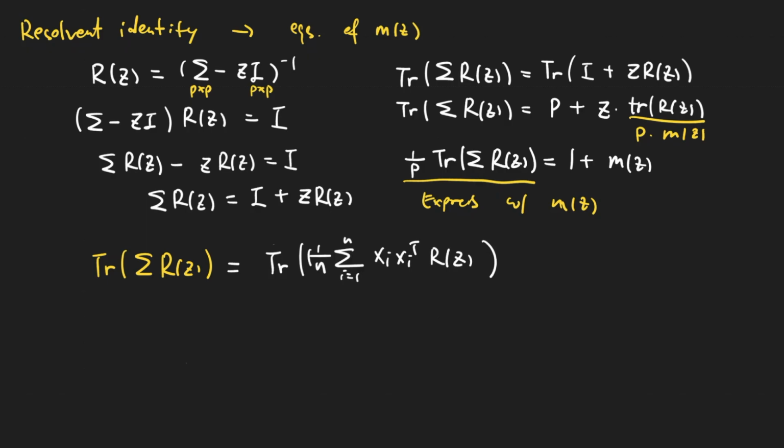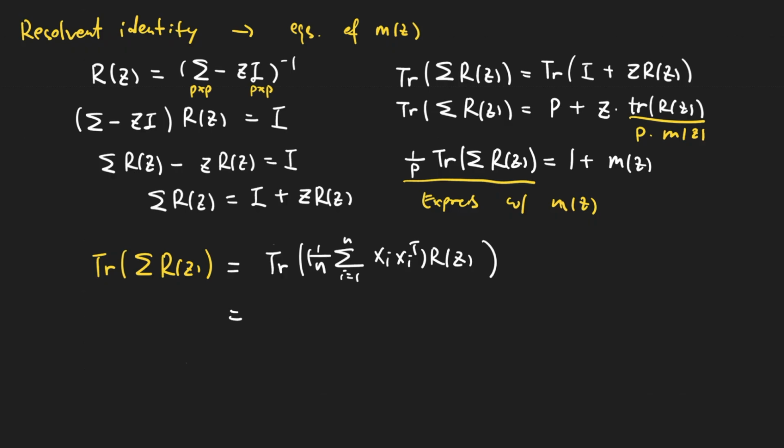So we have a covariance matrix times R, right? This is another way to write the covariance matrix, where the xi are data points. So we take the outer product of each data point and then take the average, right? So that gives us a covariance matrix. Then we multiply that by the resolvent R of z. Then because the trace is linear, we can actually separate out. We can move the summation outside, right?